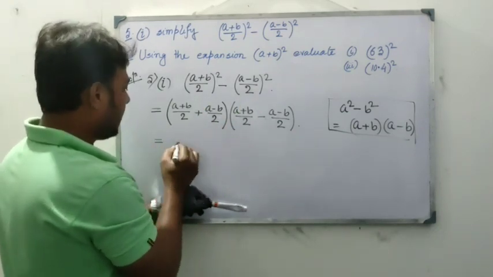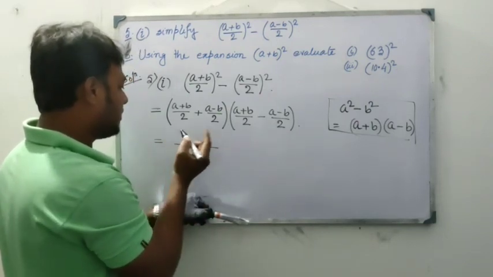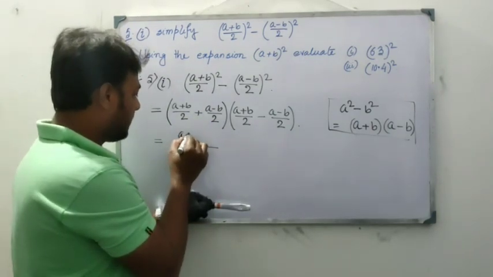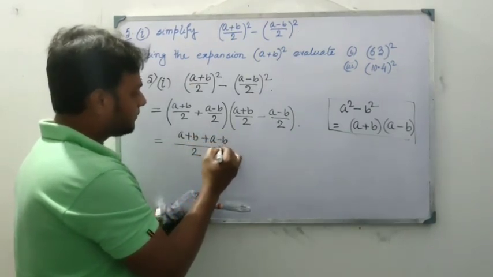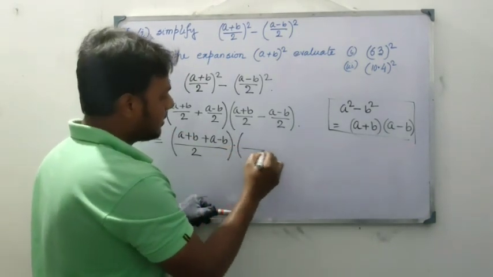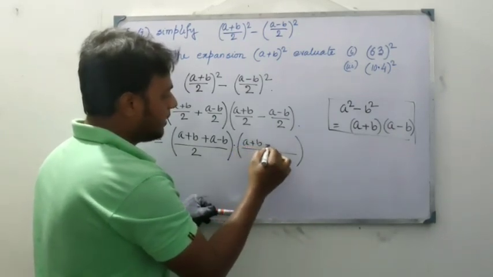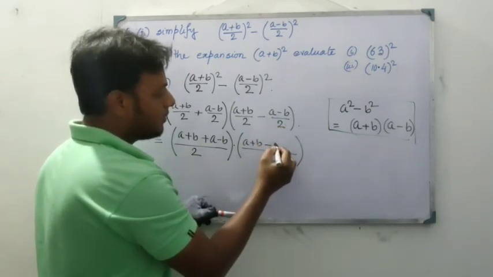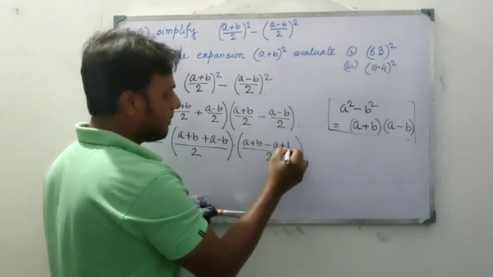Now take LCM for the first part. So it will be 2. Then if we divide 2 and 2, then it will be 1. And 1 into (a plus b) means a plus b itself. So a plus b plus again a minus b. So this is the simplified part of the first part. Next again the LCM of the second part, 2. Same thing, a plus b minus, there will be a minus b. So if we remove the bracket, then it will be minus a plus b.